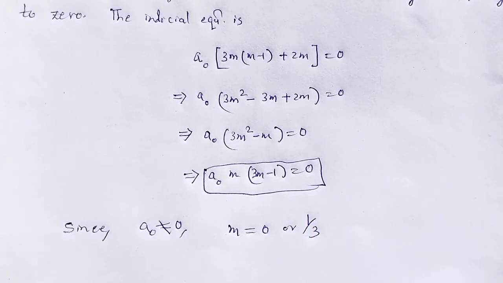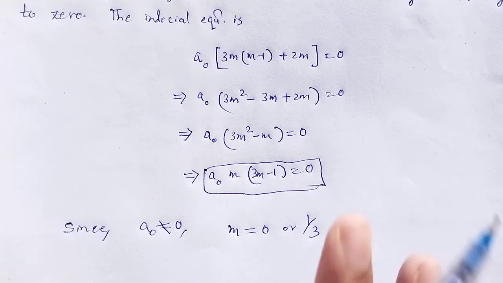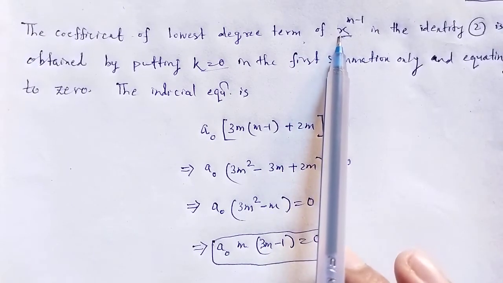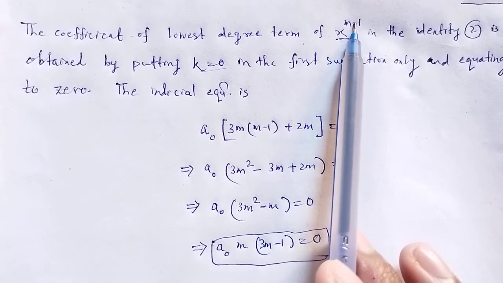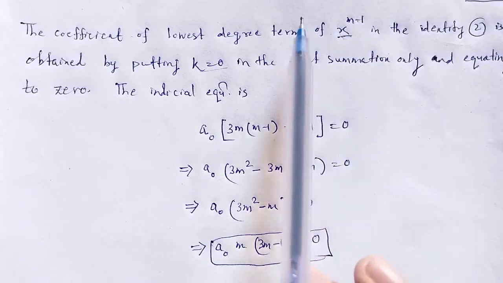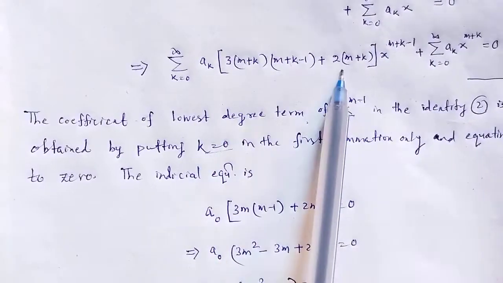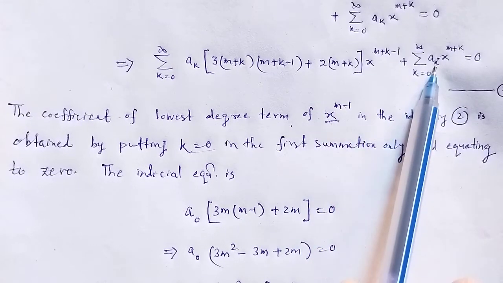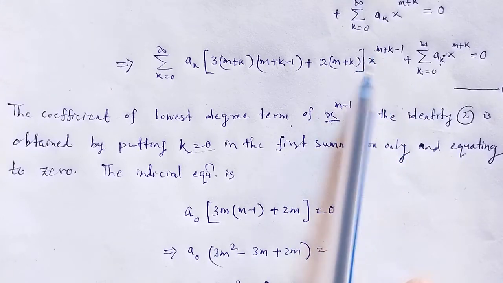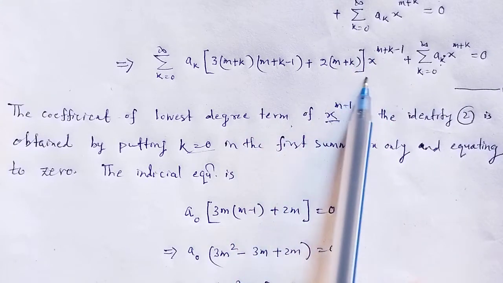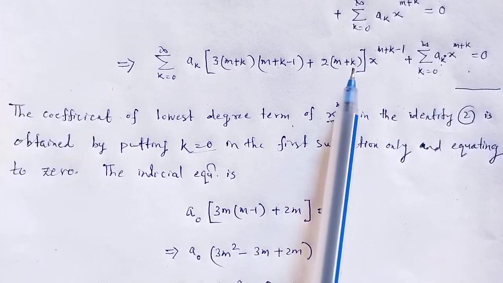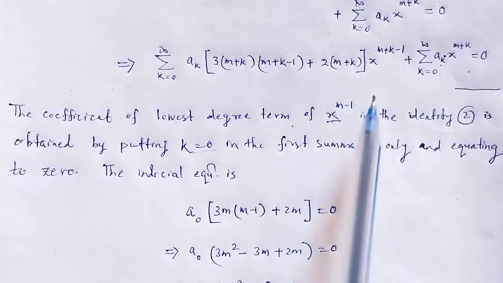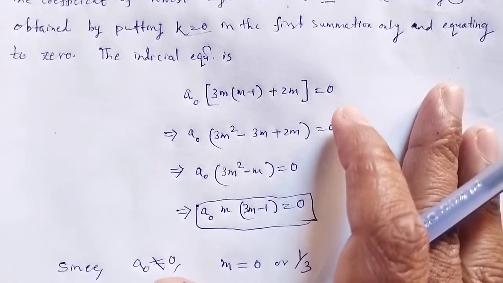Again, equate the next lowest degree term of x to the power m. That means we have to put k equal to 1 in the first summation and k equal to 0 in the second summation. Therefore, we can easily equate that identity to 0, taking the lowest degree term of x, that is x to the power m − 1, in that equation.